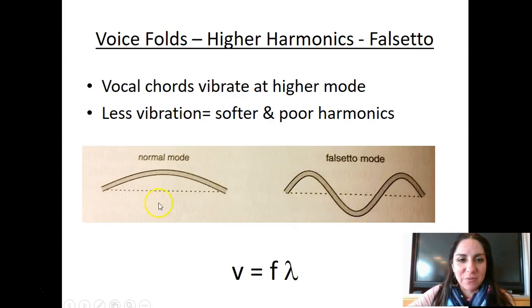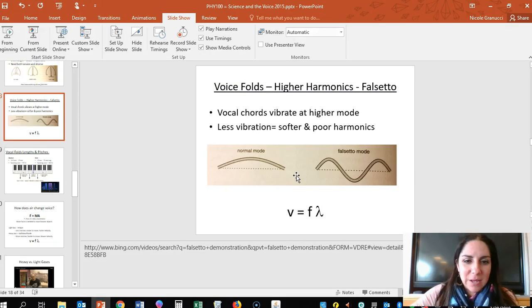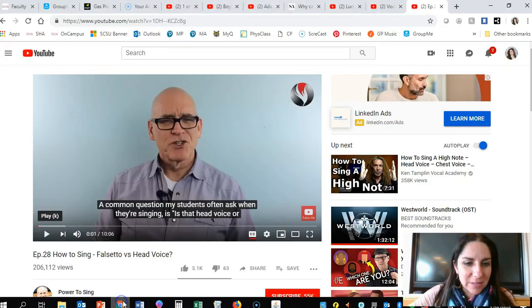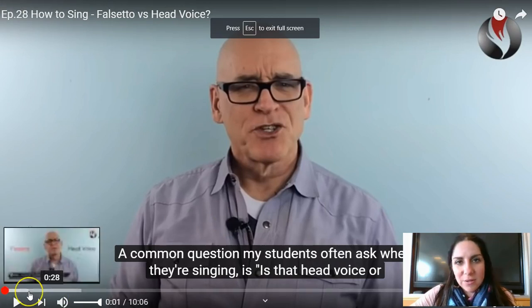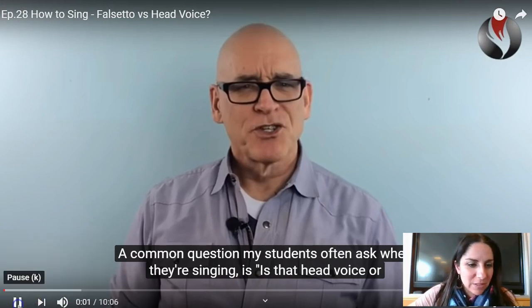So this is a side view of it. In normal mode, when you're normally talking, your vocal folds, like the video we just saw, are perfectly straight. When you sing falsetto, it actually creates standing waves. It's so crazy. So he's actually going to give you more of a demonstration of what it means to have falsetto versus this other thing called head voice, but he'll talk about it.